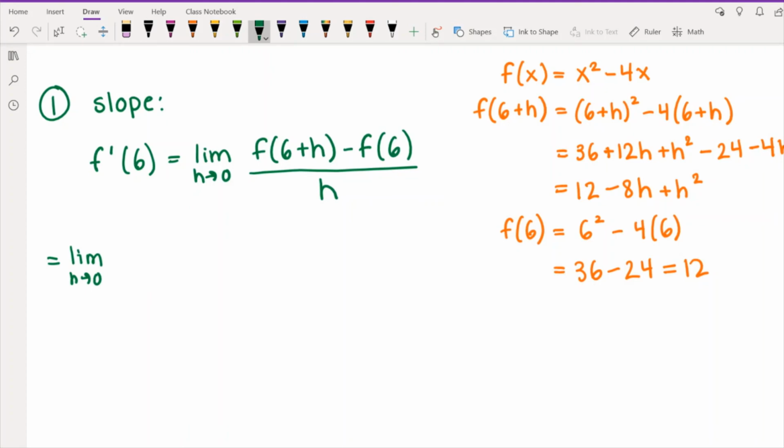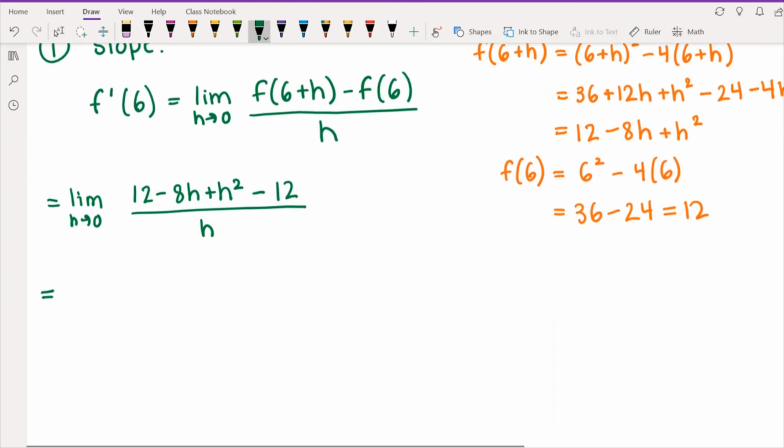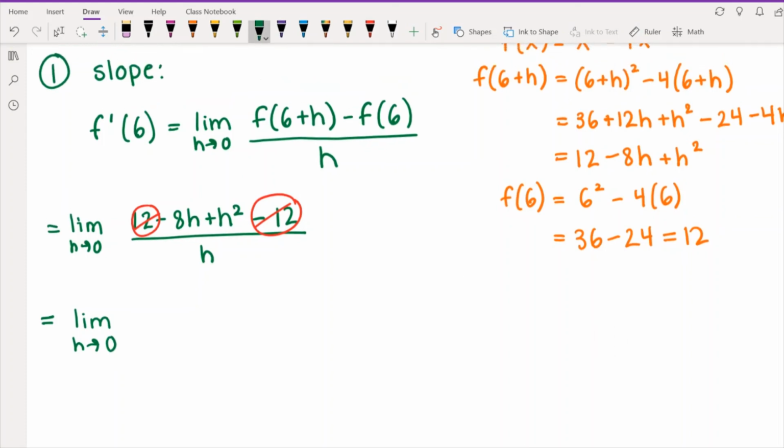Okay, so let's put in our new numerator. So our numerator is 12 minus 8h plus h squared minus 12, all over h. So in the numerator, these 12s are going to cancel out, since we have a positive and a negative. And so we're left with the limit as h approaches 0 of, and sorry, I just realized I made a mistake. So this should have been a positive 8h. Sorry about that, right? Because we had a plus 12h and a minus 4h, so that should have been plus. My bad.